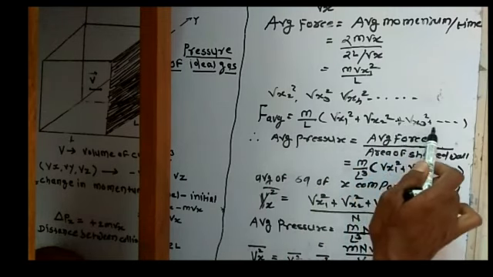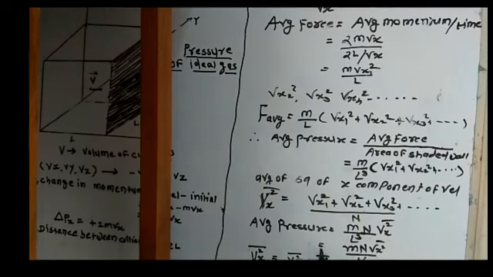The average of the square of the x component of velocity, bar Vx square, is equal to Vx1 square plus Vx2 square plus Vx3 square up to n upon capital N. So average pressure is equal to m upon L cube times n bar Vx square, but L cube is the volume of the cubical container, and so we write m n bar Vx square upon V.